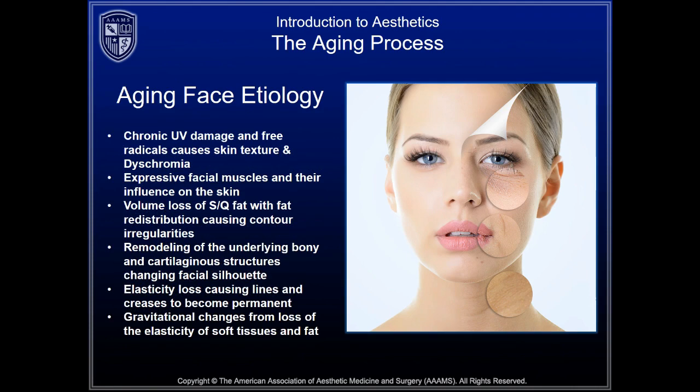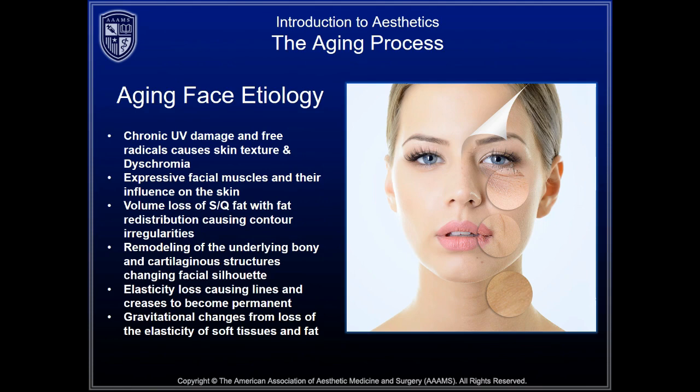Chronic UV damage and free radicals cause skin textural changes and dyschromia. Expressive facial muscles cause skin wrinkling. Volume loss of the subcutaneous fat with fat redistribution causes contour irregularities. Remodeling of the underlying bony and cartilaginous structure causes facial silhouette changes. Loss of elasticity of the skin and underlying tissue causes lines to increase and become permanent.